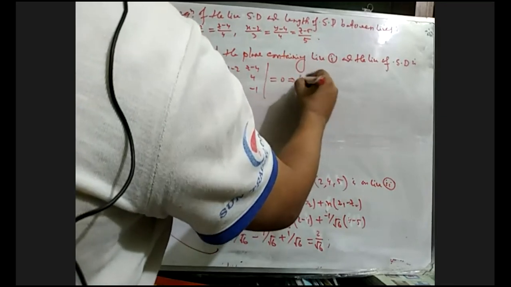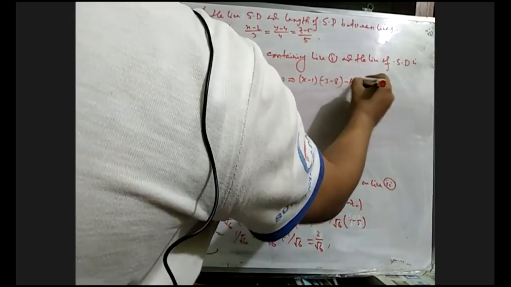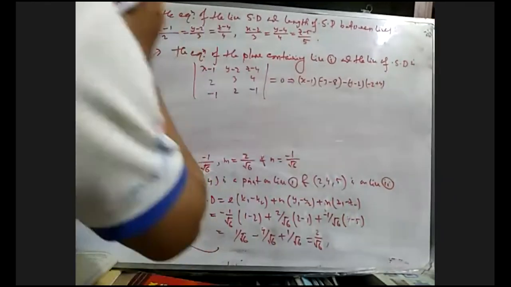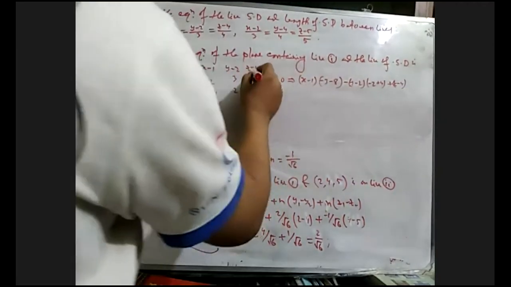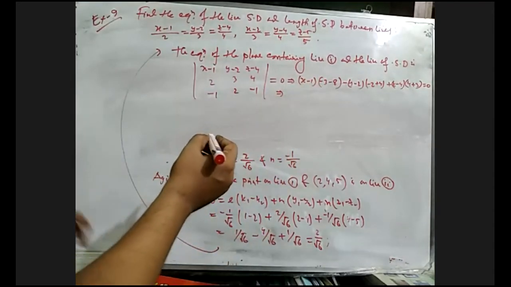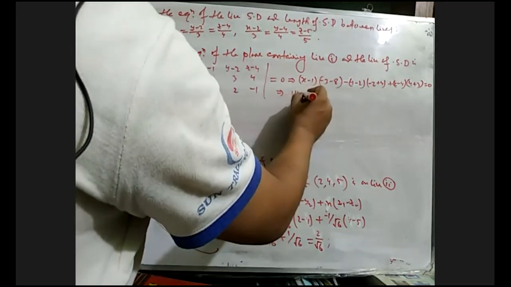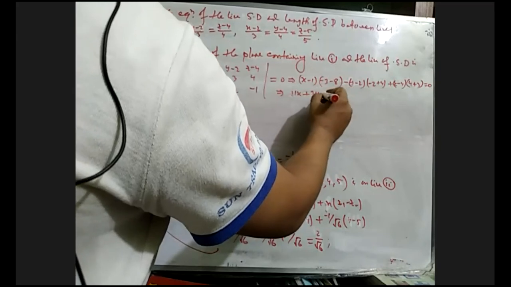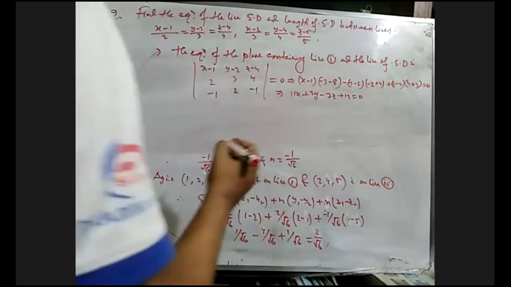So (x minus 1) into minus 3 minus 8, minus (y minus 2) into minus 2 plus 4, plus (z minus 4) into 4 plus 3, equals 0. After simplifying, we get 11x plus 2y minus 7z plus 13 equals 0.